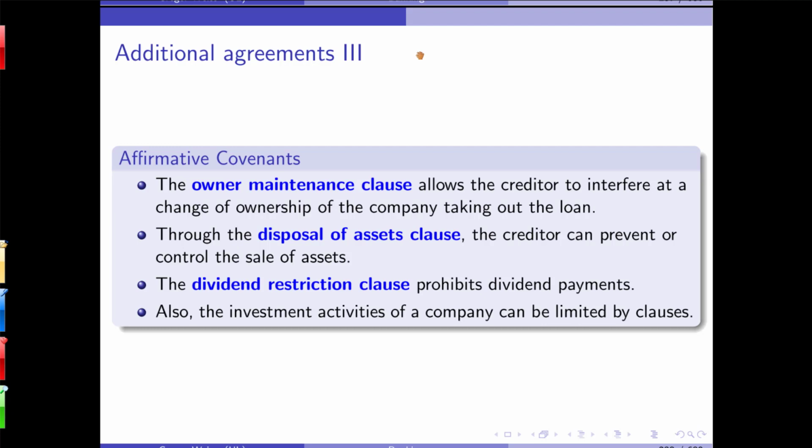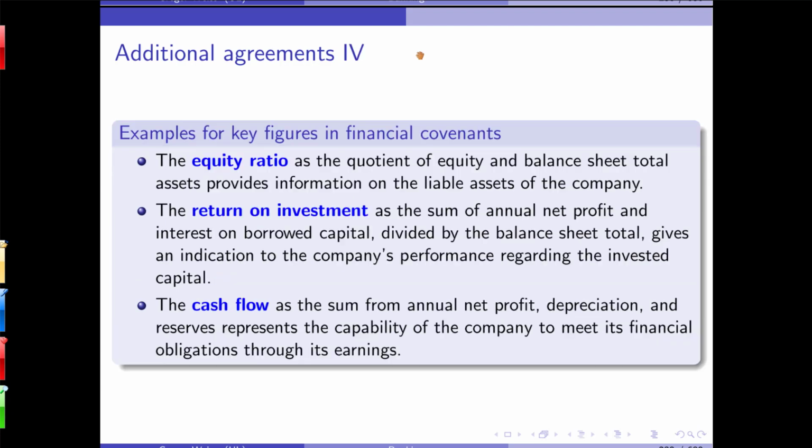Owner maintenance clause allows the creditor to interfere at a change of ownership of the company taking out the loan. Disposal of assets clause: the creditor can prevent or control the sale of assets. Dividend restriction clause: you are not allowed to pay out very high dividends. Also quite clear why we're doing this.